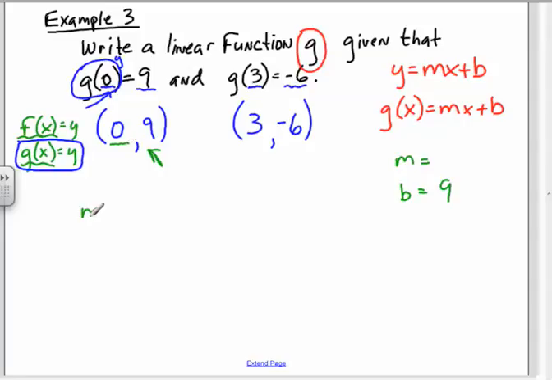Well, I remember the slope formula. Good. That means you learned something. That's what you're supposed to do in school. Y sub 2 minus y sub 1 over x sub 2 minus x sub 1.